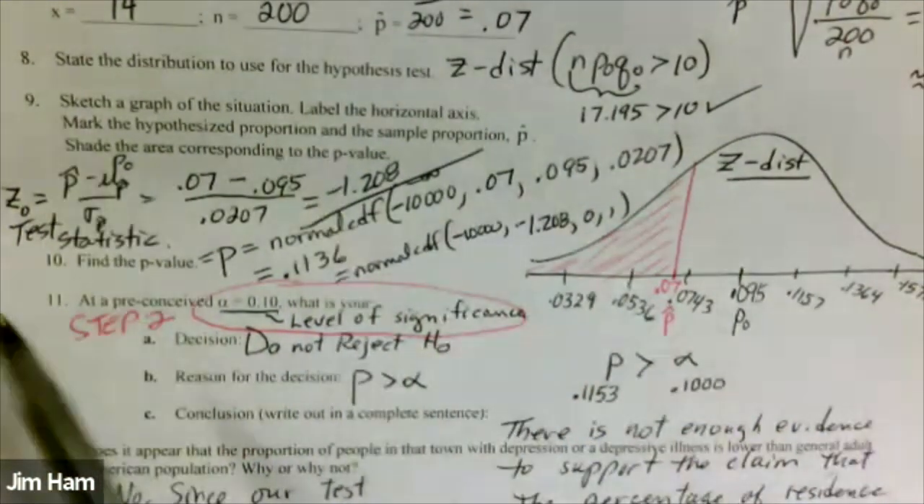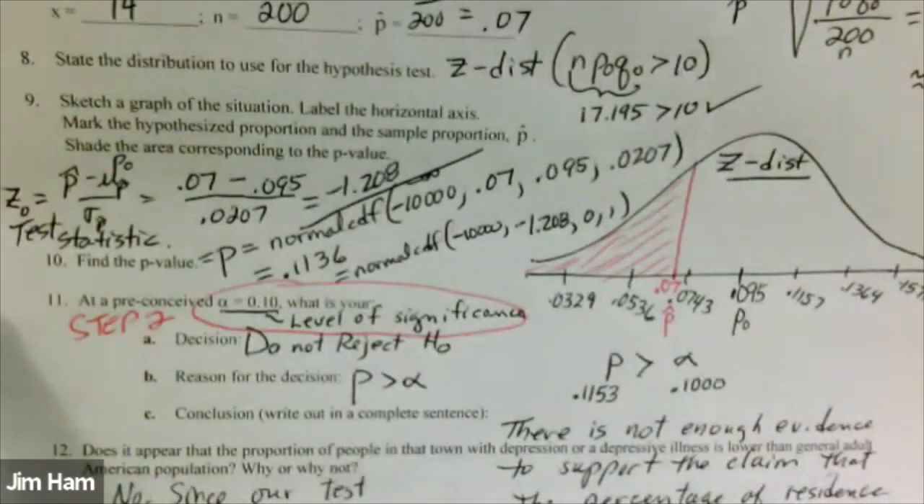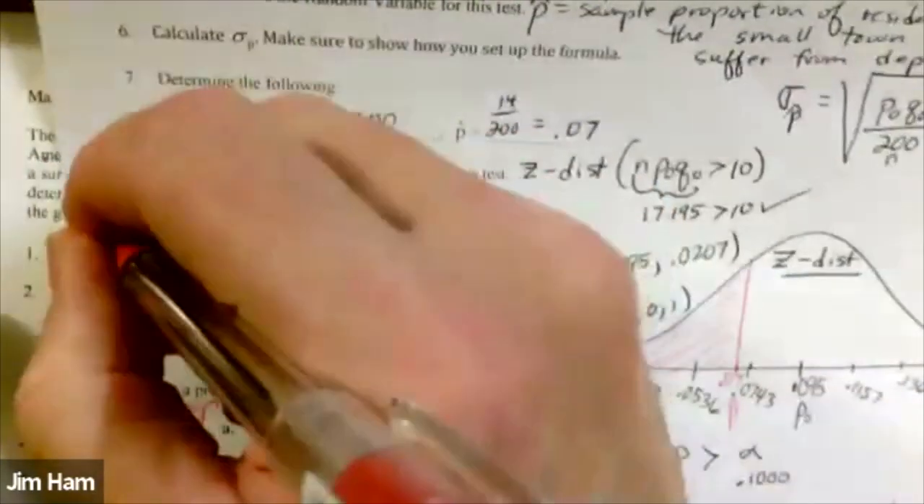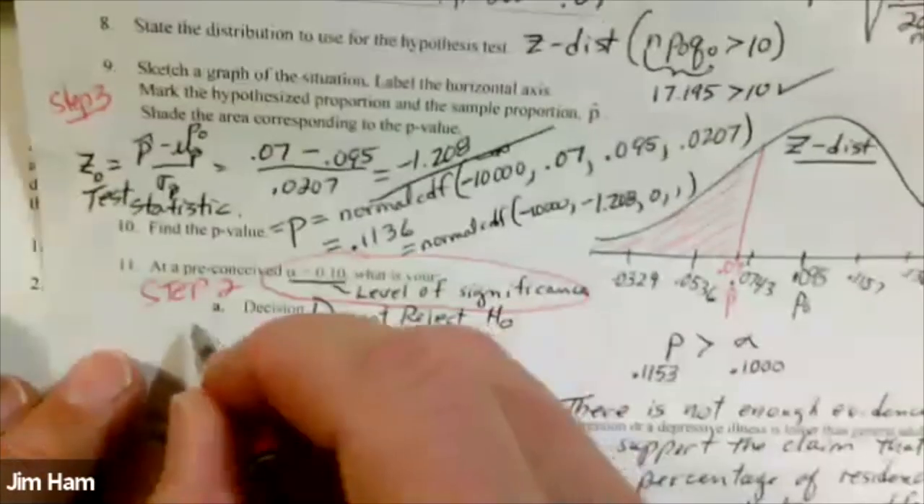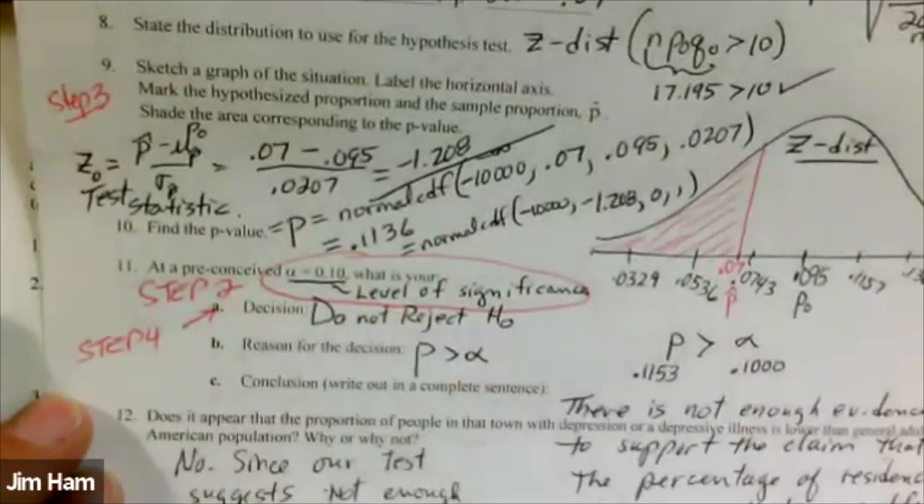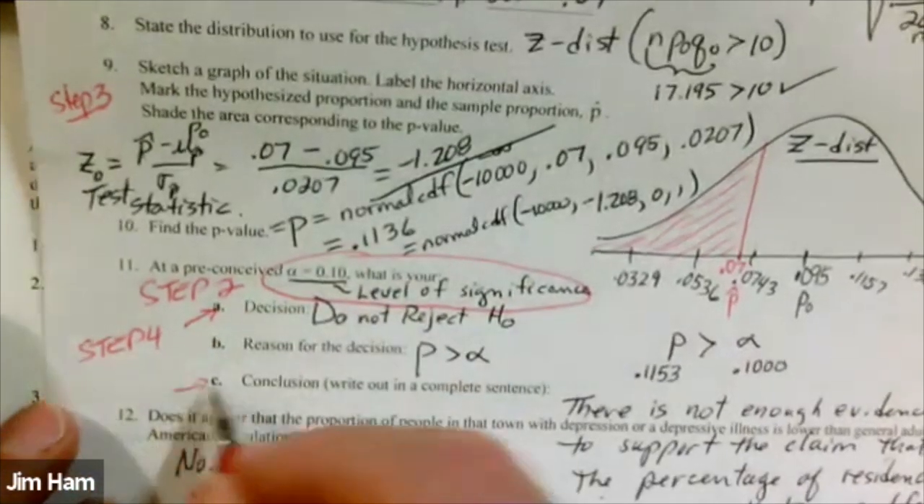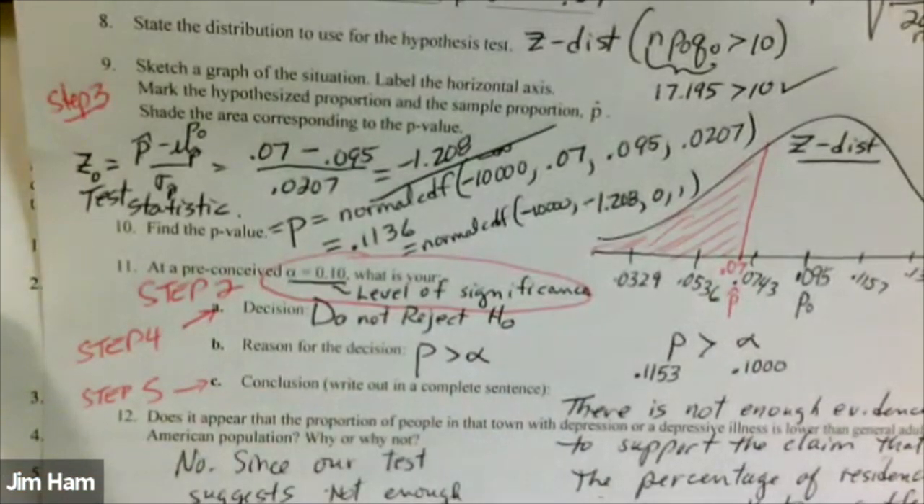But all of this information here is the information in step 3. Most of what you see on this page that isn't one of the other steps would be step 3. Then it's very subtle, but down here, the decision, that's step 4. And then the conclusion is step 5. And you can see there's much more on here than just those 5 steps.